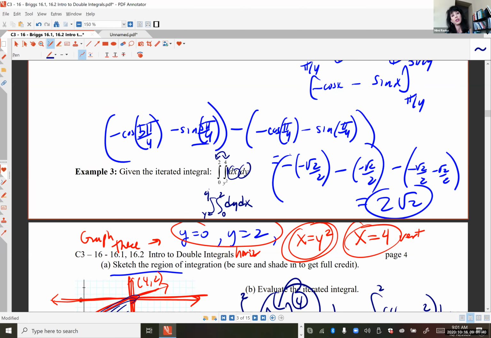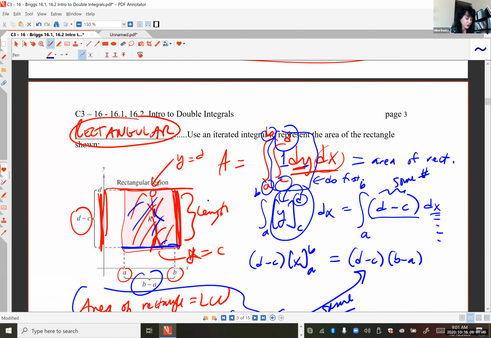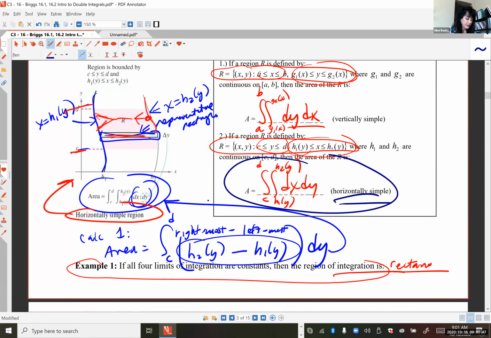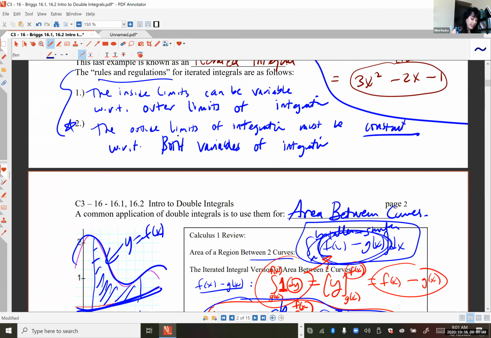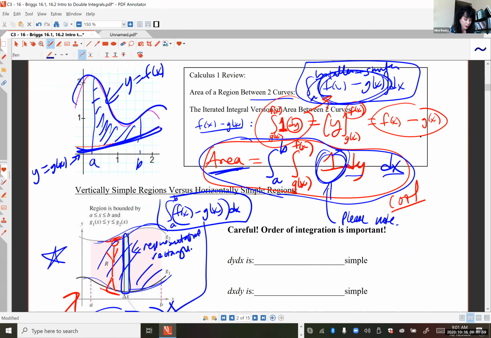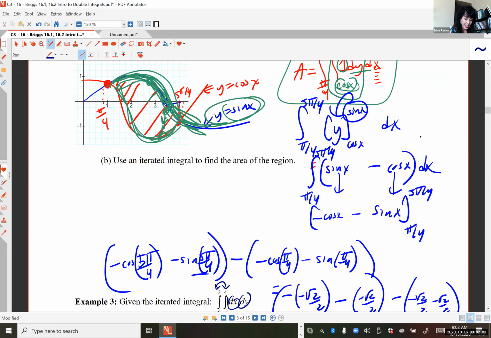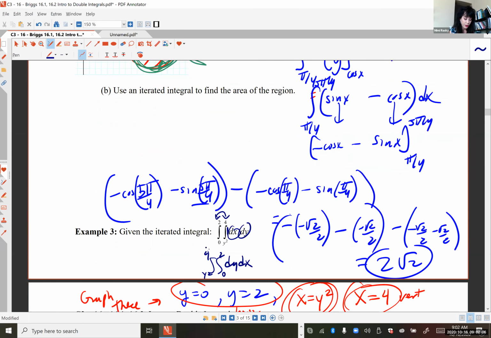Well, it's violating one of the rules and regs that I gave you when we went over the intro the other day. And that is, I think it's rule number 2, that the outer limits of integration must be constants with respect to both variables of integration. So if you just swap the two integral symbols and keep their limits exactly the same, you've just violated a rule. So this is a meaningless double integral and is not going to be even close to the answer. Not even.